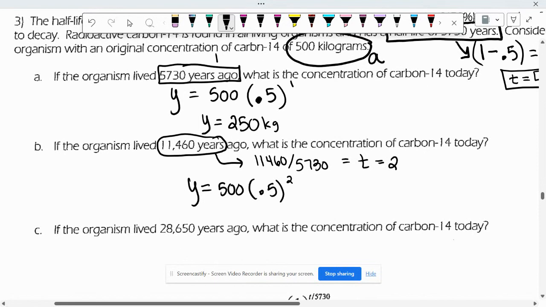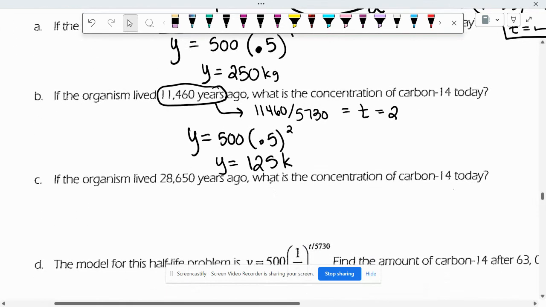All we're doing is repeating this. So what's half of 250? Put it in your calculator. You guys have calculators in front of you. What is it? Yeah, 125 kilograms.